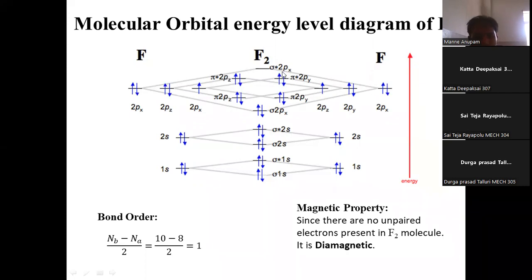Now let us see here. Now here we are seeing that all are paired electrons here. Okay, all are paired electrons here, all are paired. So since there are no unpaired electrons, the fluorine molecule is diamagnetic. Okay, so the molecule is diamagnetic here, and there are no unpaired electrons in the diagram. We are very clearly seeing. So that is why there is no magnetic property, and this is diamagnetic.